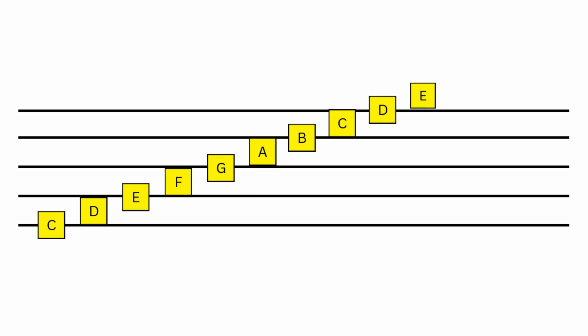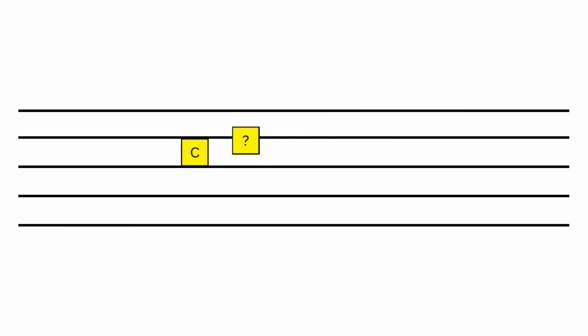Now, when we get to the top of the staff, we can keep going. We just have to draw extra lines, but we can keep going forever following this pattern. Let's practice this a little bit. If I told you that this space was C, what note would be the line right above it? That would be D, the next letter.